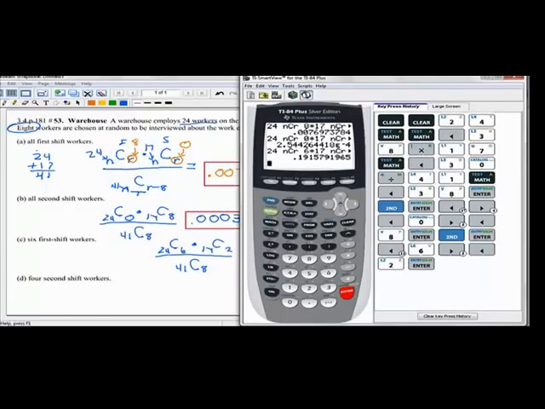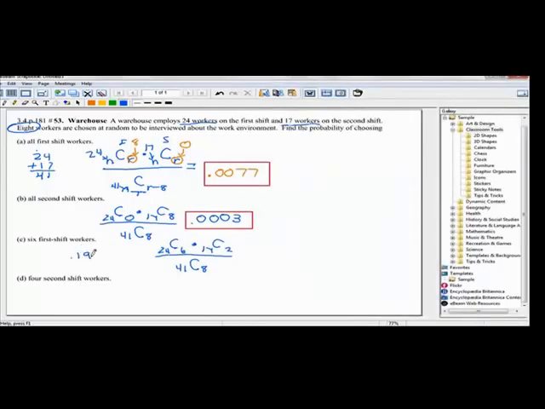And that's going to give us 0.19157. So we look to the 7 here, which makes that 5 go up to a 6. So it's going to be 0.1916, rounded correctly. For part D, we want 4 second shift workers. I've just got the same formula, and I'm missing these two numbers here. So this is going to become 4 second shift workers and 4 first shift workers, because there's 8 altogether.